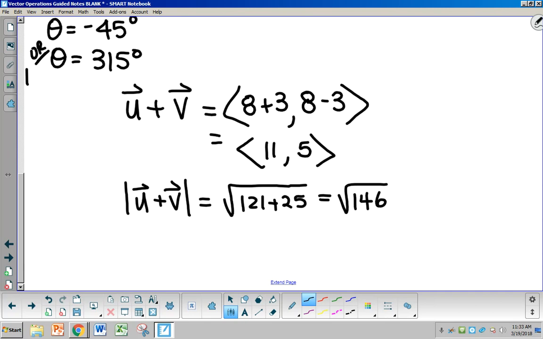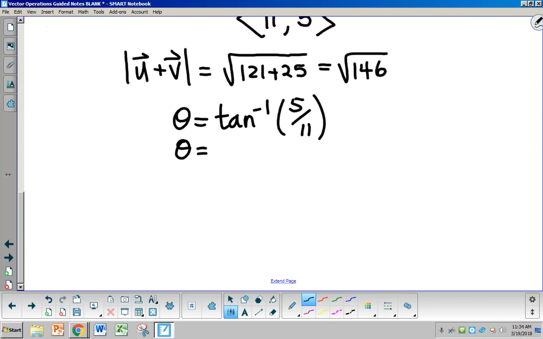And what would its direction be? Theta equals inverse tangent of what? Now this resultant has its own opposite and its adjacent, right? Which means it's y over its x. So it's going to be 5 over 11, because this is the opposite and this is the adjacent. How convenient is that? 5 over 11. I don't know what that is off the top of my head. Does that look reasonable based on our red resultant?